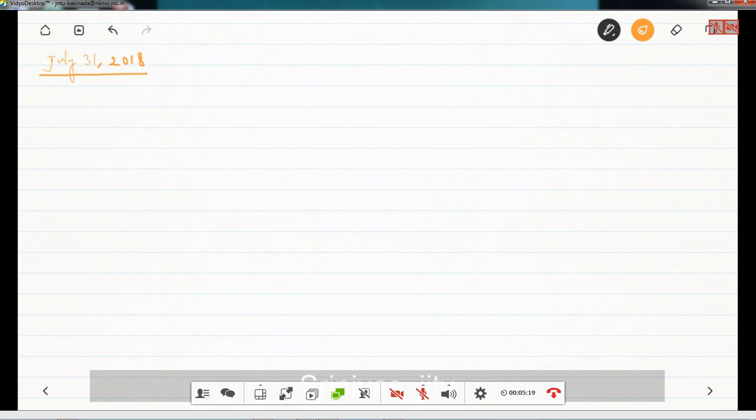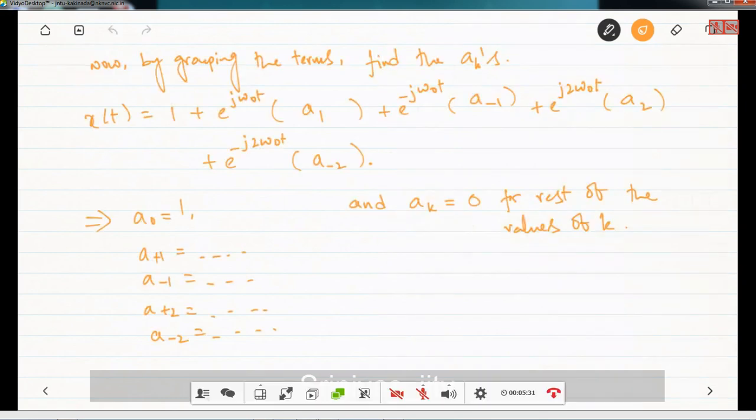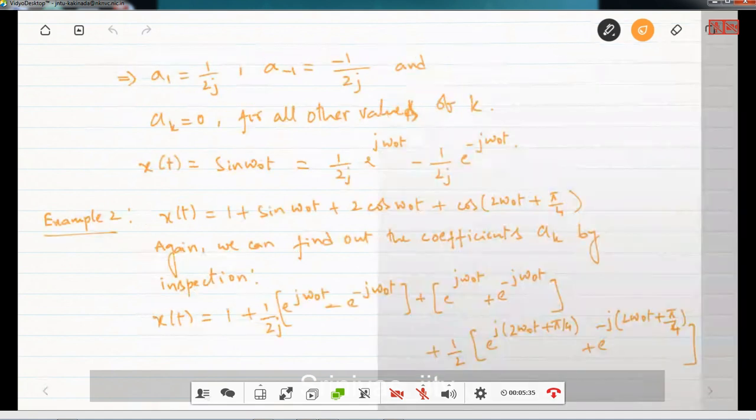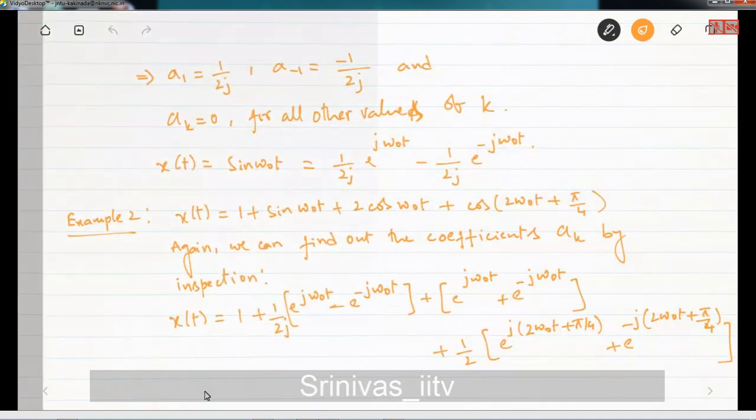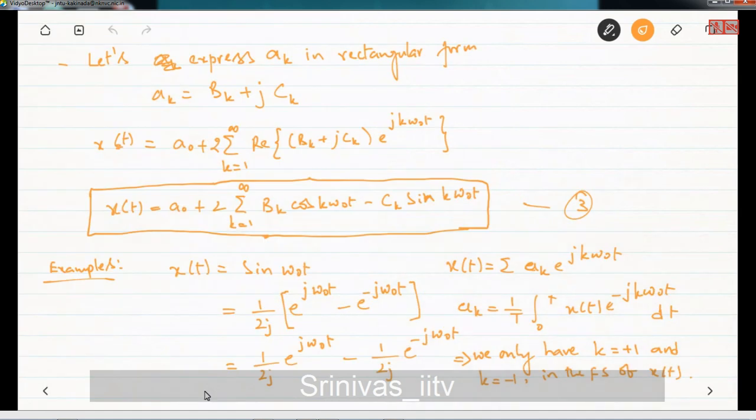If you have any questions on Fourier series definitions, we did two examples. If you can recall, this was the first example: x of t is equal to sine omega naught t. This is a single sinusoid, and we can find the Fourier series coefficients just by inspection.